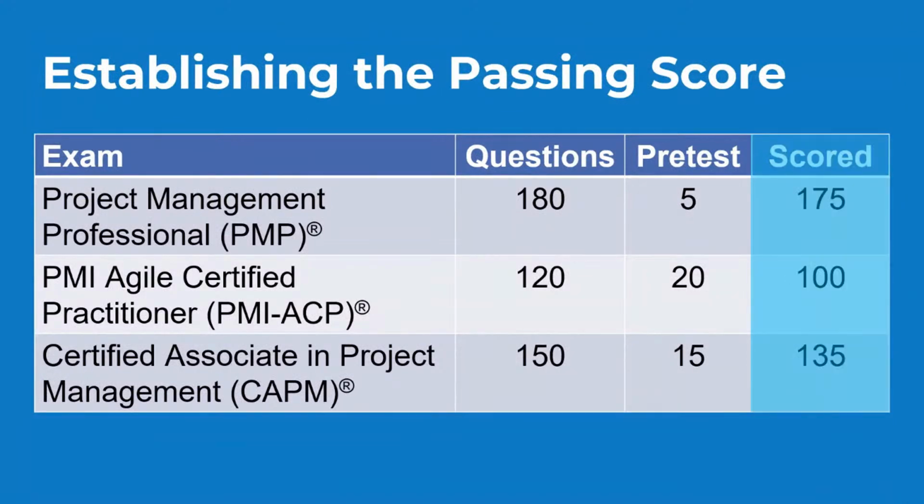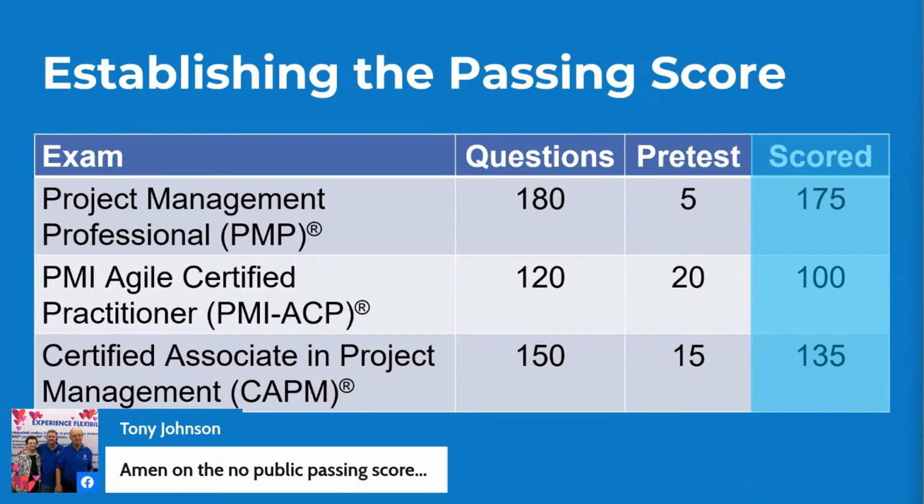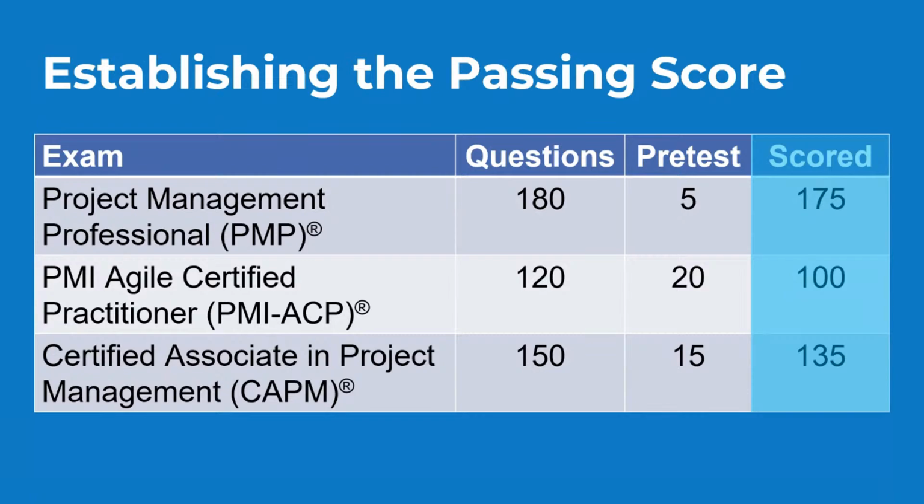Okay, so again, this number back here, 175, 100, 135, that is the maximum possible score you can have on the exam. We simply do not know what the minimum score is, okay? What do you need to pass? Nobody knows. PMI isn't talking. And I'm frankly not asking because, like Tony said, amen on the no public passing score.